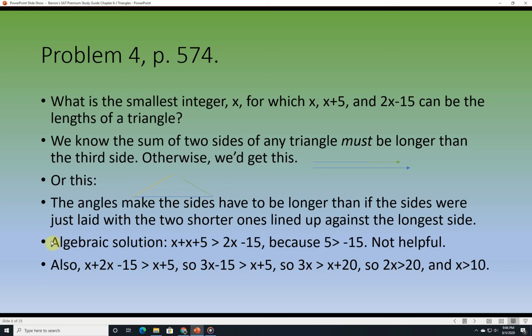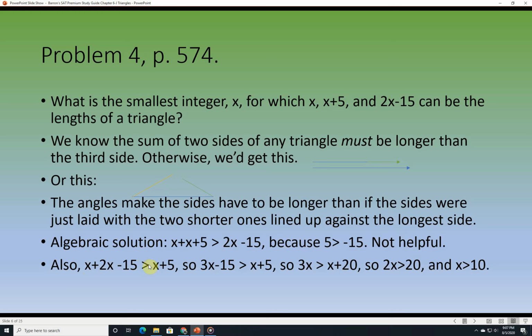Okay, the algebraic solution. You can go x plus 5 is greater than 2x minus 15, because 5 is greater than negative 15. You subtract 2x from each side and you end up with this thing that's always true. However, since it's always true, that's not particularly helpful, since it's going to be true no matter what the value of x is. So let's try something else.